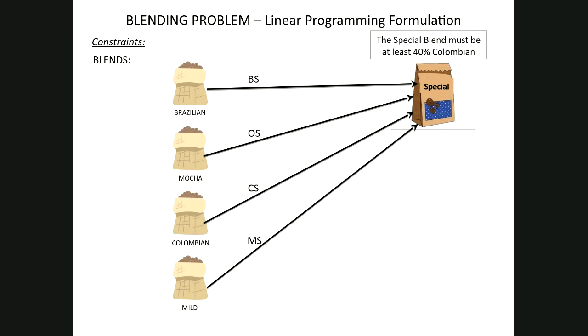In our graphic representation, we know that the special blend can have either Brazilian, mocha, Colombian, or mild coffee put into it. So you might ask yourself, well, how do I deal with this? How do I know what 40% is? How do I calculate that? And one of the ways that I can try to get you to understand this is as follows. Rather than using the decision variable names, let's actually put numbers on this.